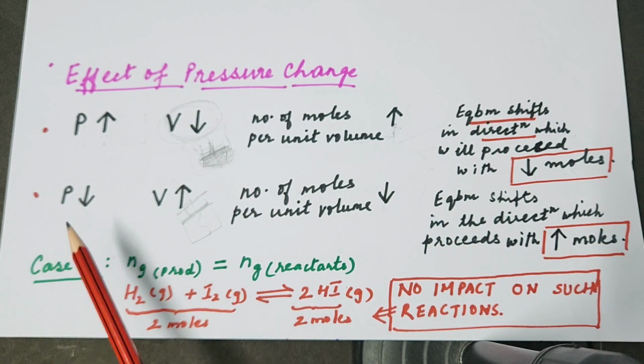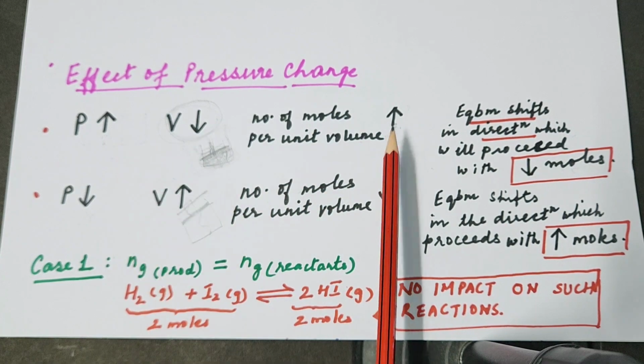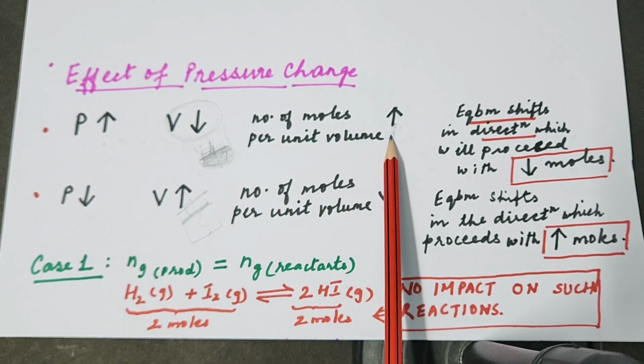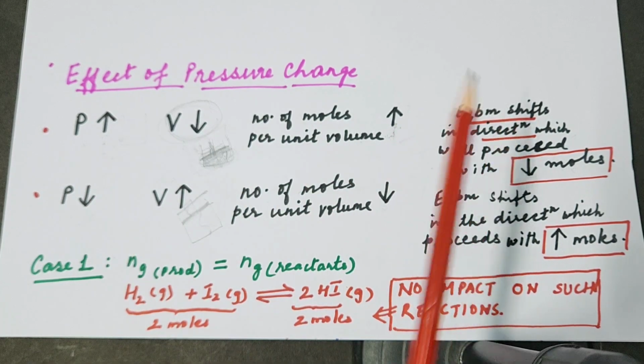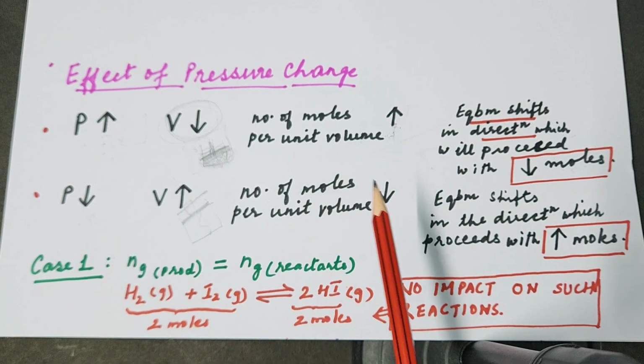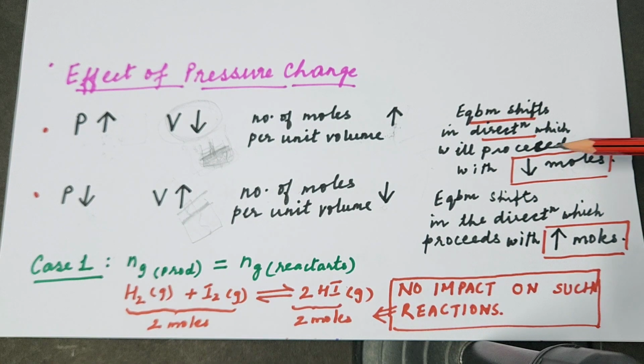And just to easily remember, whatever happens to the pressure, the same thing is reflected in the number of moles. So if pressure increased, moles increased, and the system will try to decrease the moles. If pressure decreased, moles also decrease, and the system will try to increase the moles. But what is that increase or decrease direction? That will depend on the nature of the reaction.